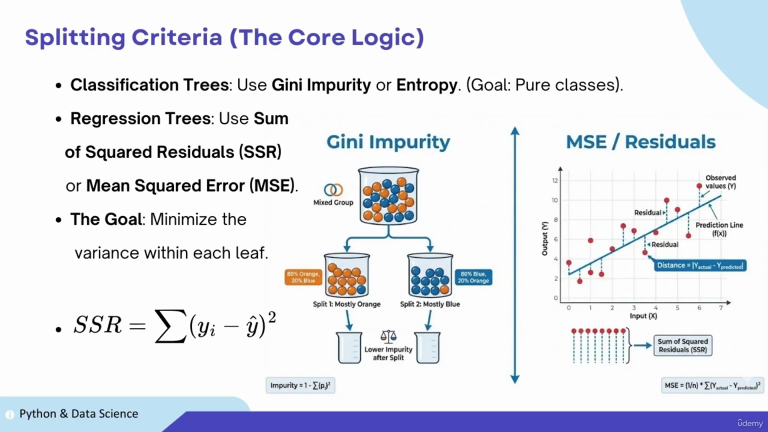Moving to the core logic, we must distinguish our splitting criteria. Classification trees use Gini impurity or entropy because their goal is to separate data into pure classes, like separating blue from orange. However, regression trees use the sum of squared residuals or mean squared error. The primary goal here is to minimize the variance within each leaf. We calculate it by taking the distance between the actual observed y value and the predicted y value, squaring it, and summing these values. This measures the physical error distance from our data points to the model's prediction line.